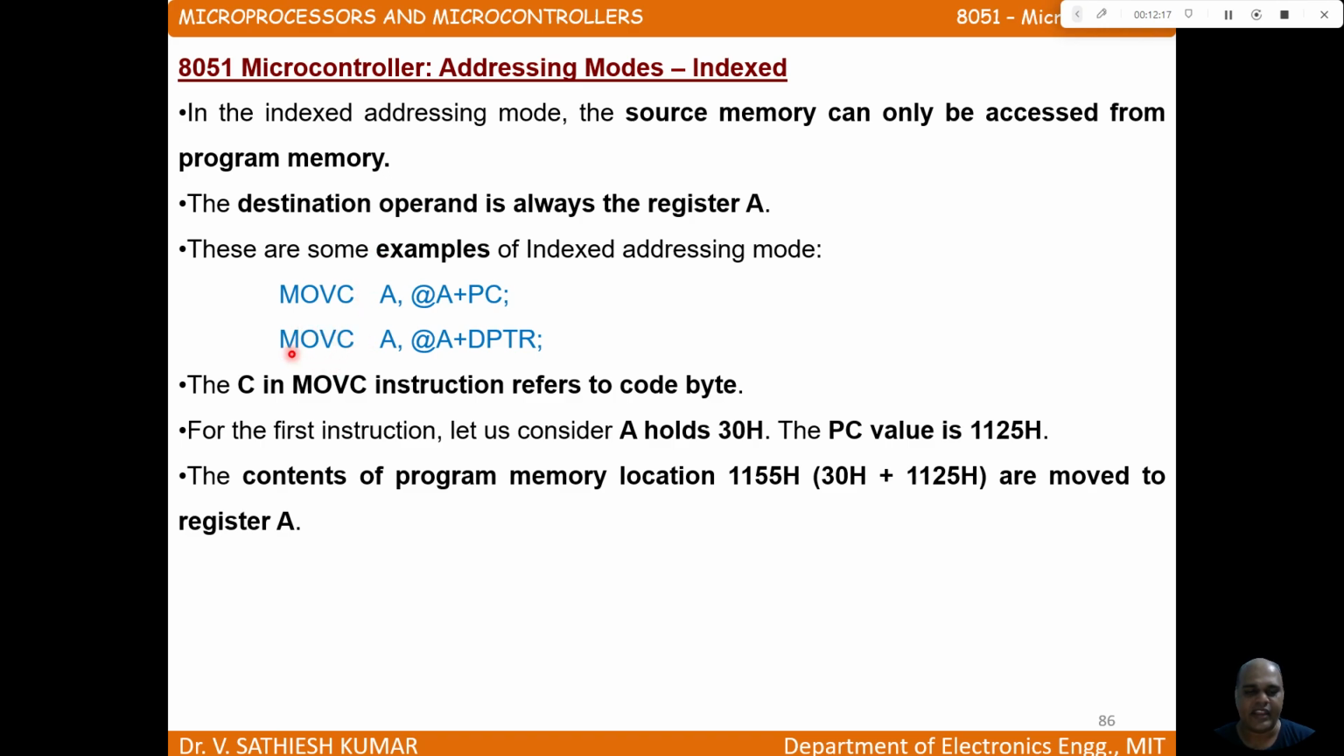Same way, in the second example, MOVC A, @A+DPTR. Now the DPTR is a 16-bit address. This address is added with the accumulator. It generates a new address, and from that new address the data is picked up and moved on to your accumulator. So this type of addressing mode is called indexed addressing mode.